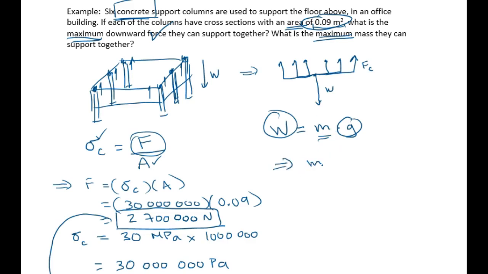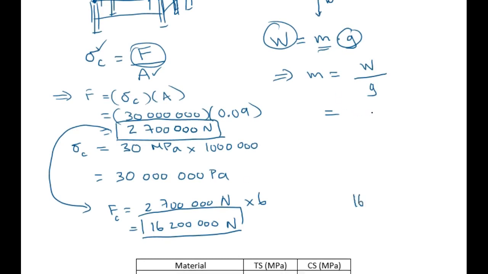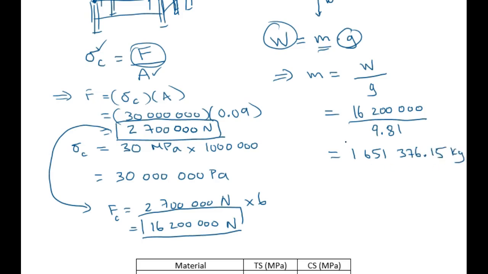Using this formula, mass would be weight or force divided by gravity. So our maximum weight that we can have is 16,200,000 newtons, divided by gravity, which is 9.81 meters per second squared. When you do that division, you end up getting mass coming out. I ended up getting, please check with me on the calculator, 1,651,376.15 to two decimal places, and that would be your mass in kilograms.